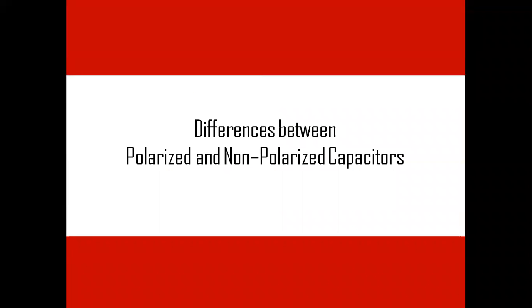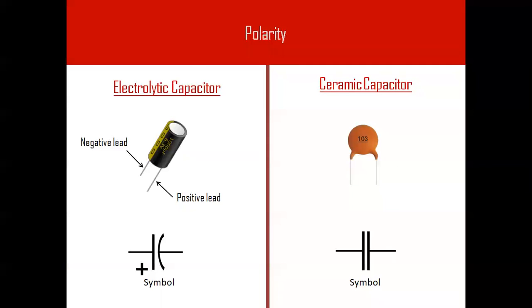Differences between polarized and non-polarized capacitors. The first difference is in terms of polarity. Electrolytic capacitors have polarities. The shorter lead represents the negative lead and the longer lead represents the positive lead. The symbol of the capacitor is like this, with polarities mentioned.